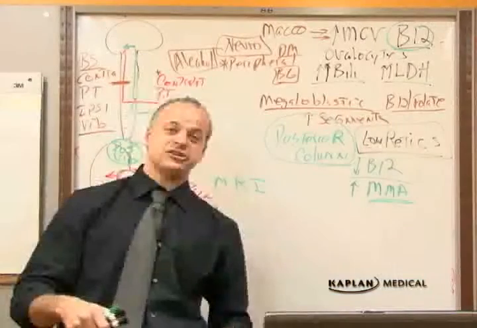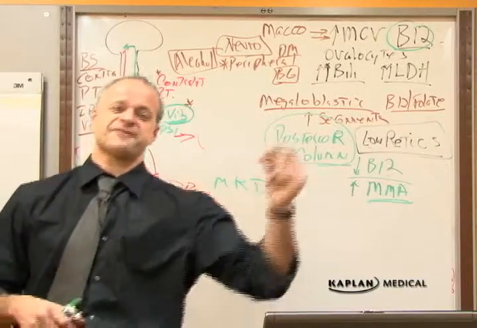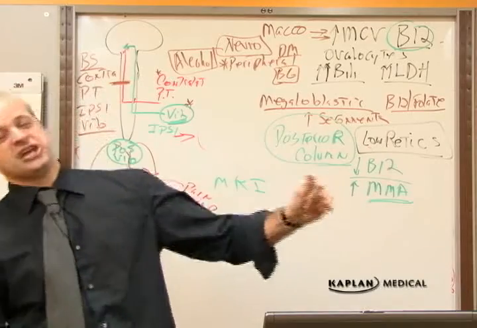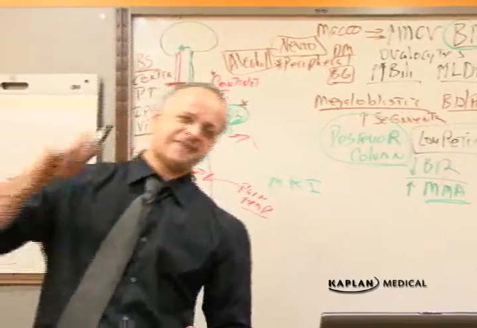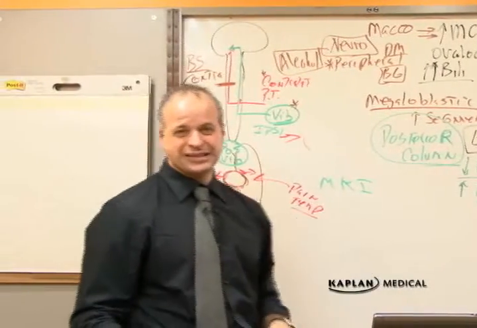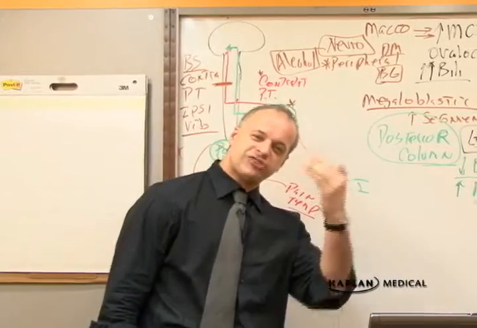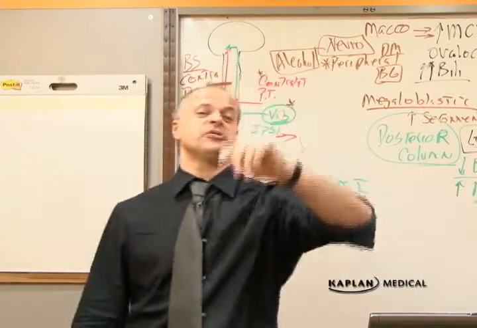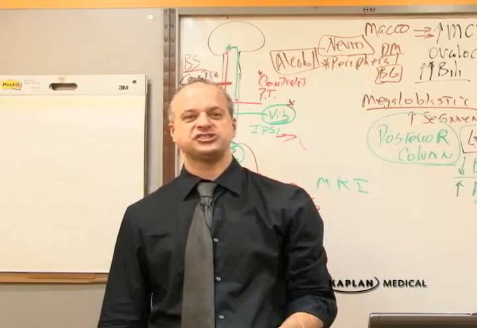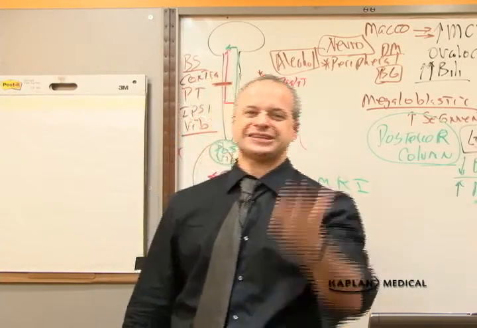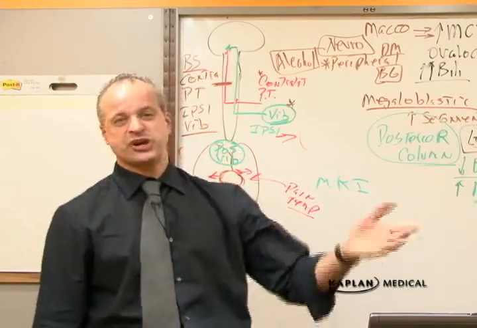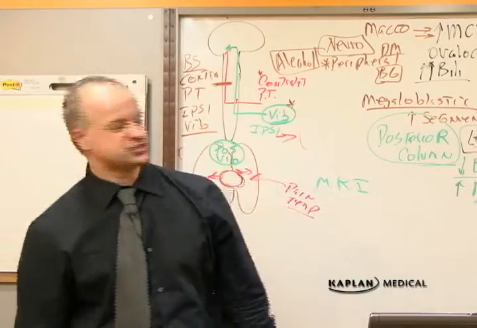White count, sed rate, C-reactive protein, ferritin, and transcobalamin. These are all acute phase reactants. Do you know 30% of people with iron deficiency have a normal ferritin? Why? Ferritin is an acute phase reactant. White count, sedimentation rate, C-reactive protein, ferritin, and transcobalamin go up with stress.